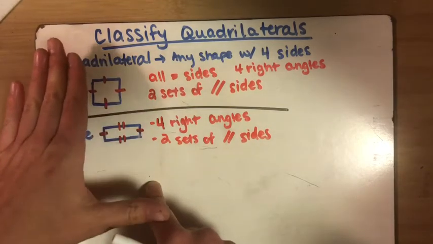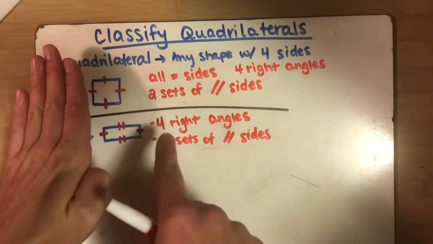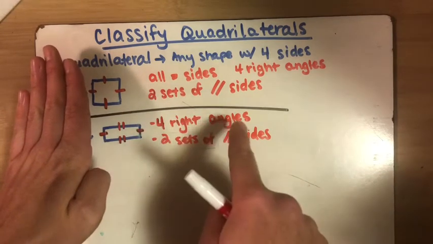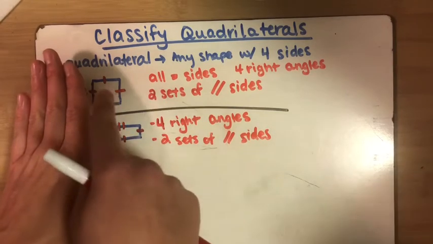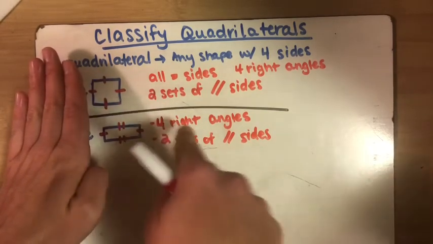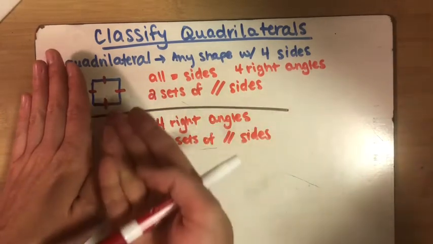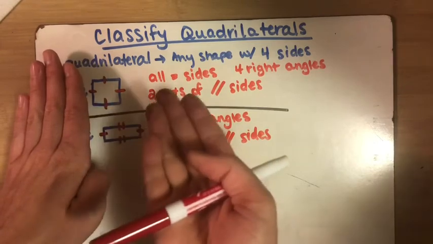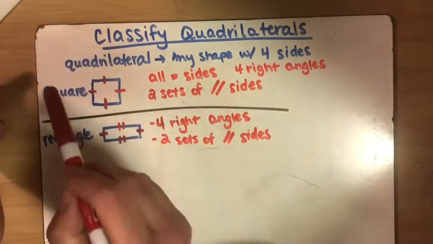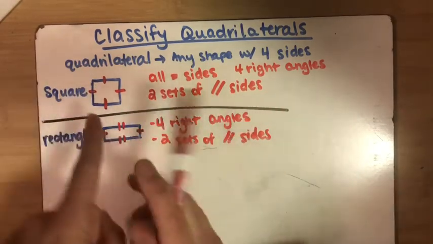if I draw a square, and I look at the rule, so the rule is that a rectangle has to have 4 right angles and 2 sets of parallel sides. So look at this. The square does have 4 right angles, and it does have 2 sets of parallel sides. All the sides happen to be equal. So a square is actually a special type of rectangle.